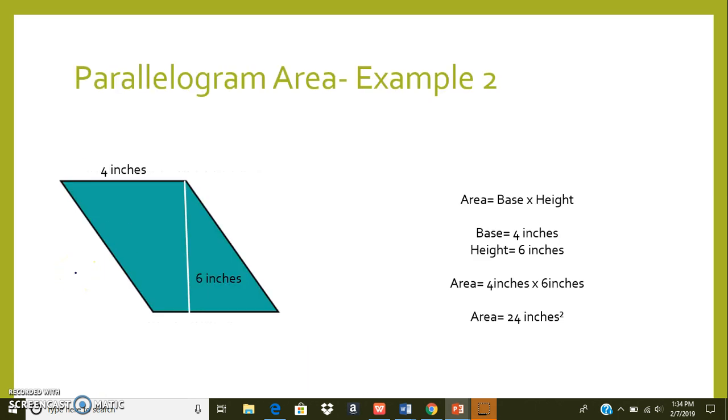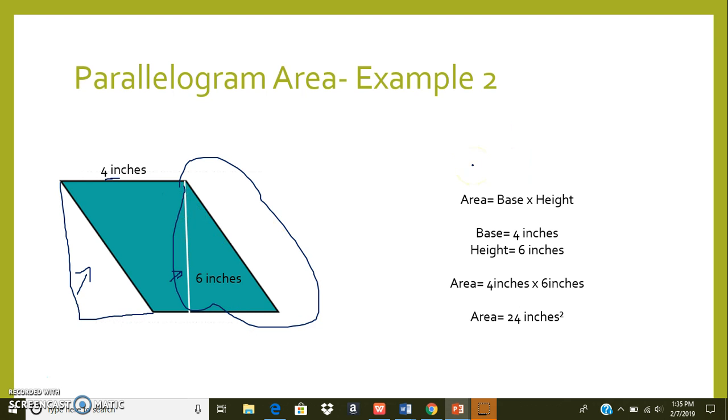So here's the next example I have, and we're going to do this the same way. So we're going to measure the height by this white line that goes from the top base to the bottom of the base, and that height is 6 inches, and we have the base up here measured as 4 inches. So remember how we're getting this with the base times height. We're basically just taking off this triangle and putting it right here instead. So it would look like this, and it would just be the same as a rectangle.